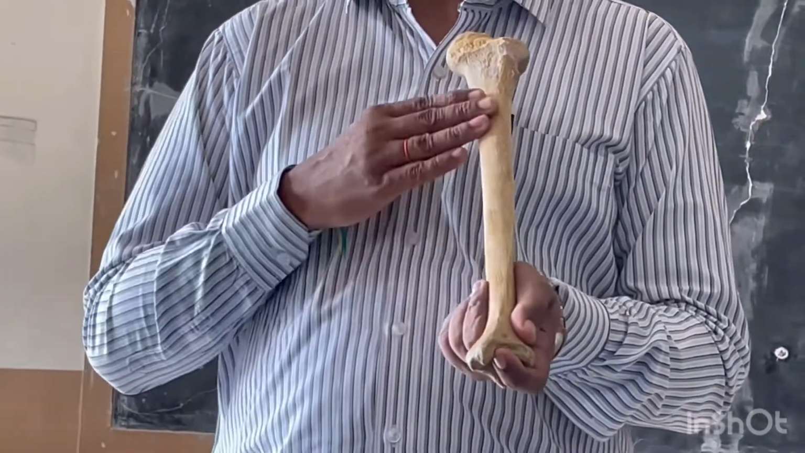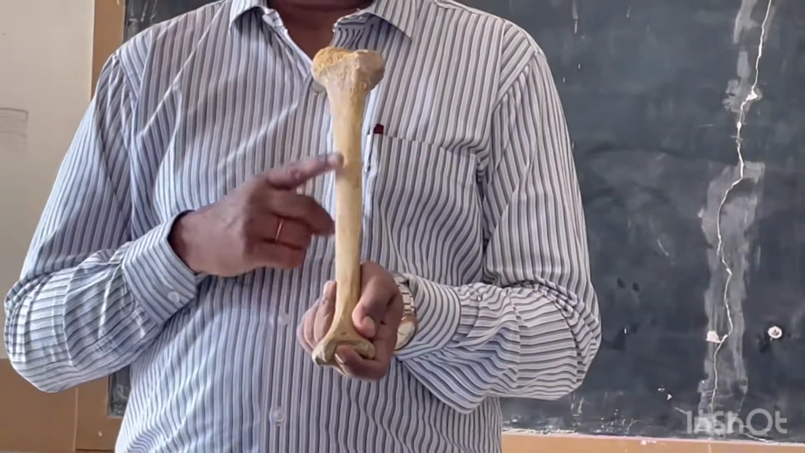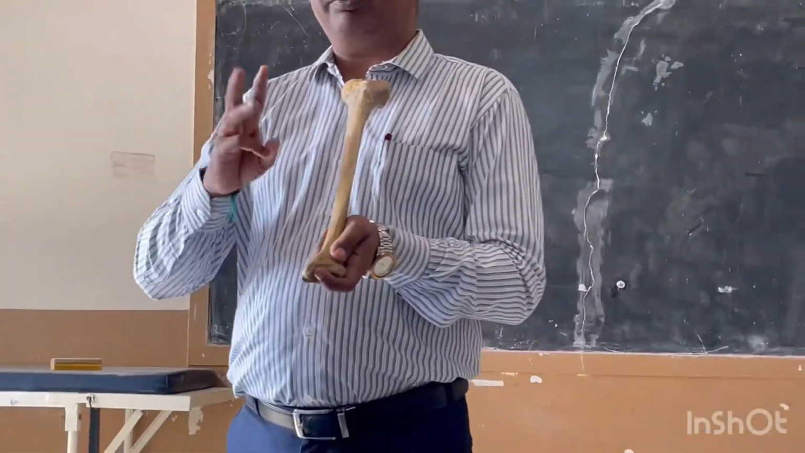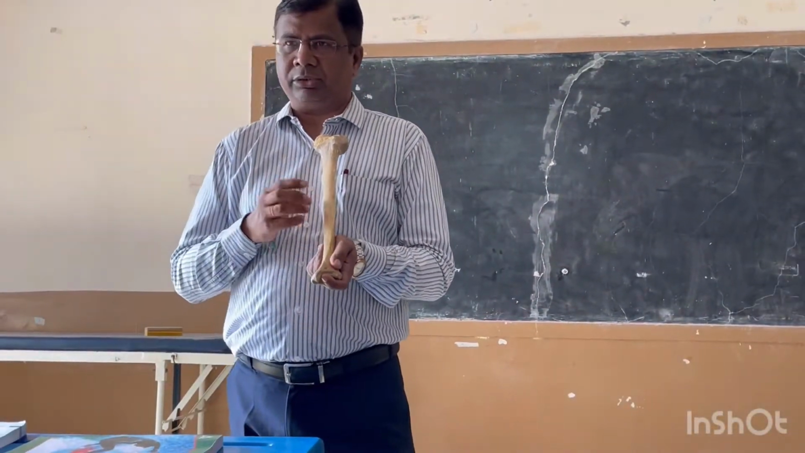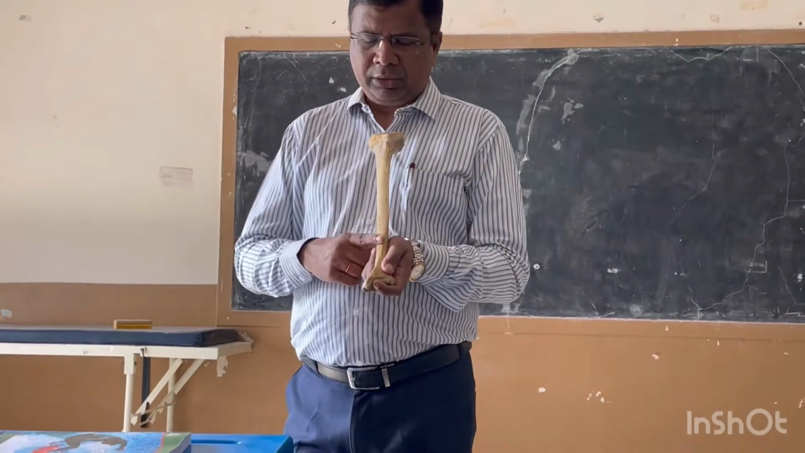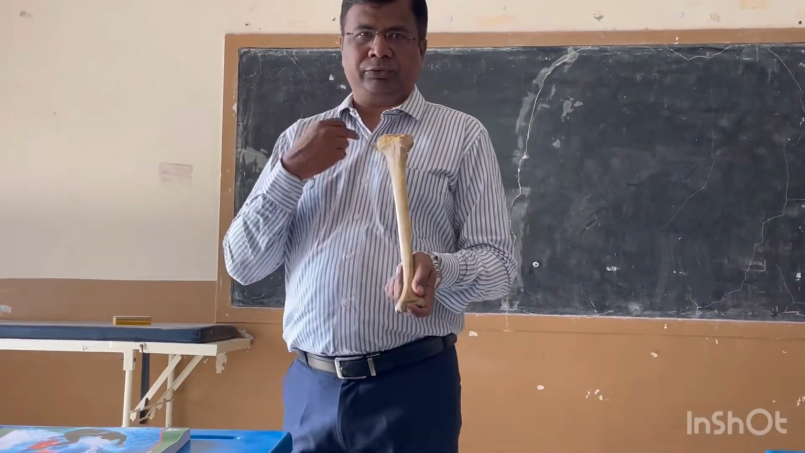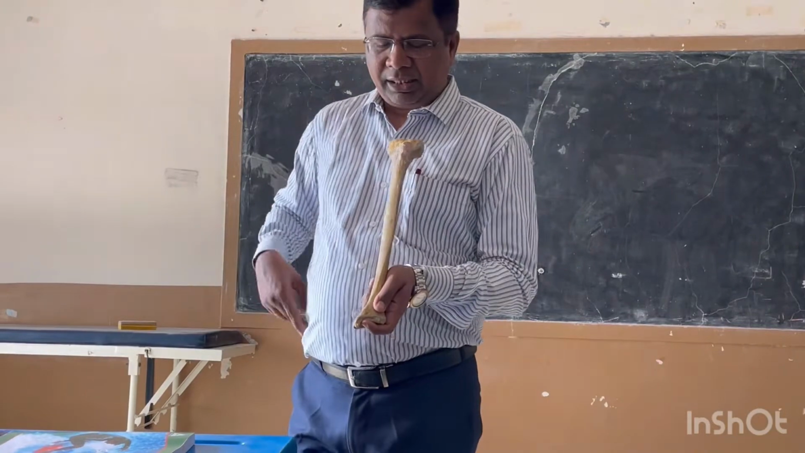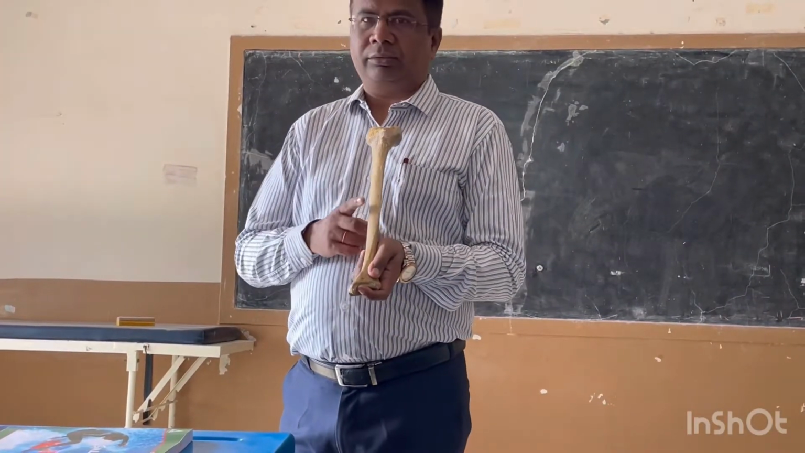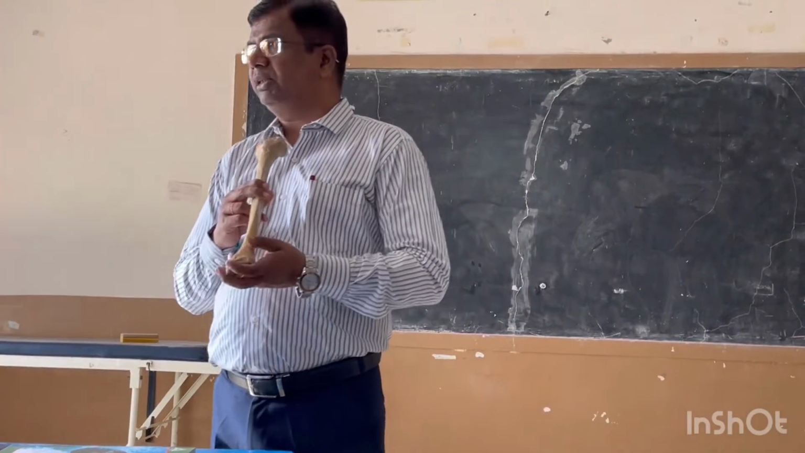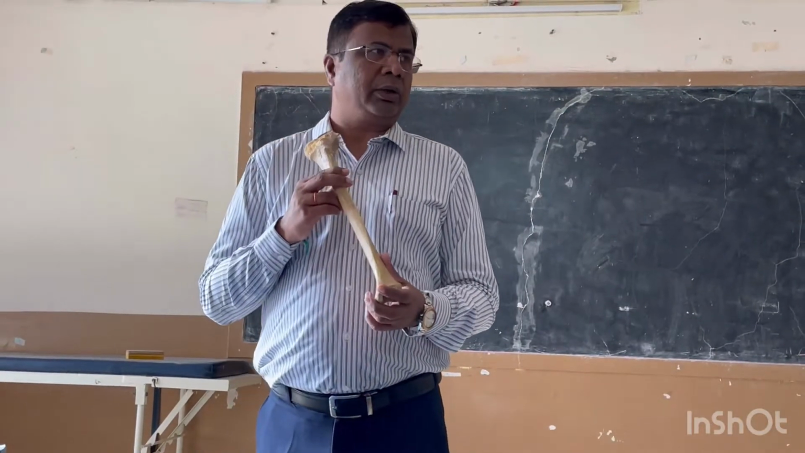The rest of the surface is bare without any muscle attachments, and this part is the third preferred site for bone marrow examination. If we want to obtain bone marrow, this site is the third preferred site. The first is the sternum, the second is the iliac crest, and the third one is the medial surface of the tibia. These are the three preferred sites for bone marrow aspiration.